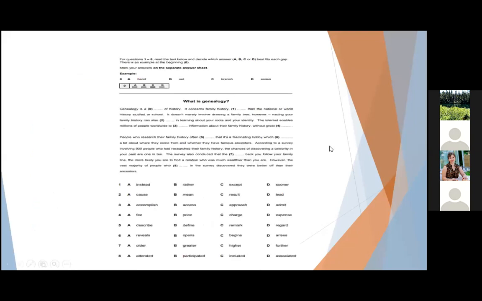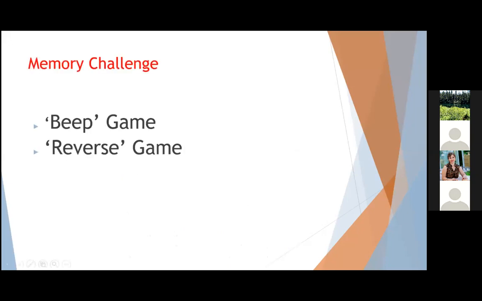You have a sentence. Genealogy is a beep of history. You can use banana game. Genealogy is a banana of history. So students in groups are reading these beep or banana sentences to each other, which could be at times quite funny. People who research their family history often banana that it's a fascinating hobby, yeah? And another student is going to give their own ideas, just like this. So, okay, right, perfect.